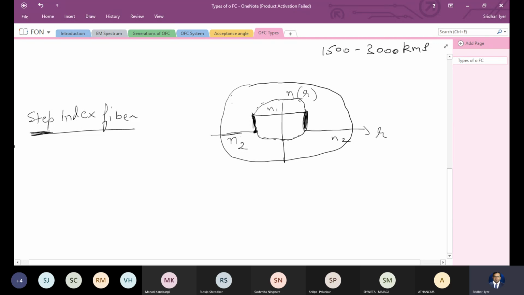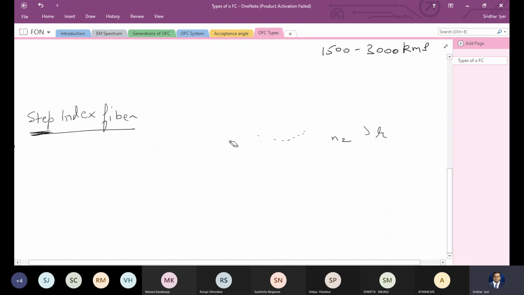Okay. So that was for explanation. Let me redraw this diagram again. So in the step index fiber, this is what is happening.